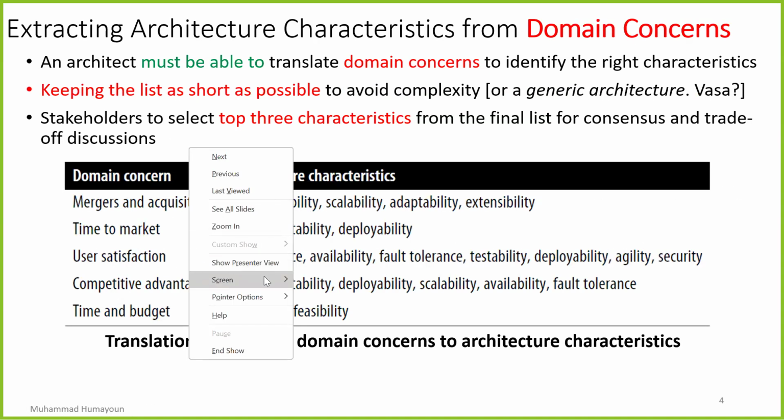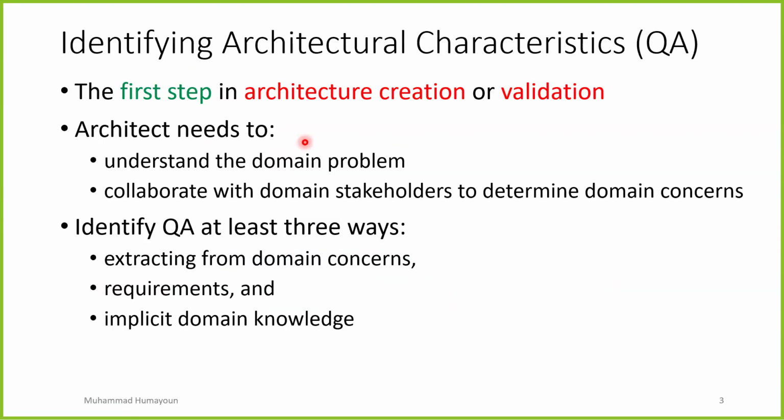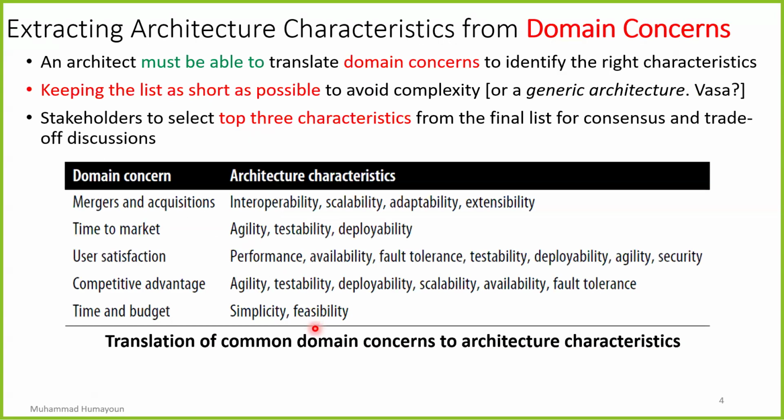So for instance, here are some common domain concerns and some common architectural characteristics suitable for those domain concerns. So we discussed three things: domain concerns, requirements, and implicit domain knowledge. We're going to look at them one by one. An architect must be able to translate the domain concerns to identify the right characteristics. And it is really important that we keep our list of architectural characteristics as small as possible.